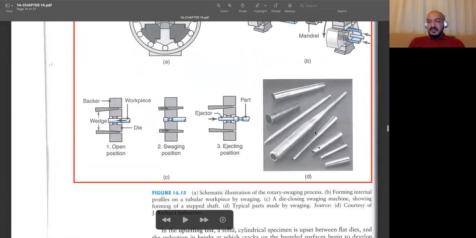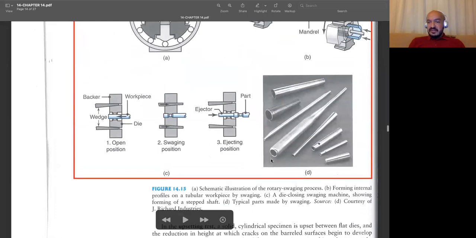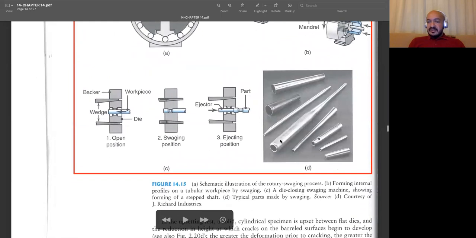You can see some typical products obtained by swaging. You see, this is the initial diameter, and then after swaging, the diameter is reduced.